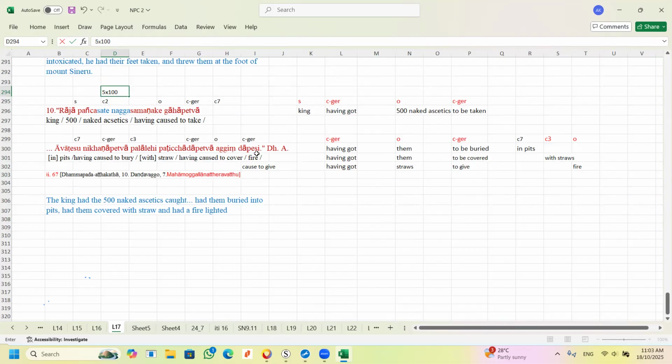Okay, then it's almost the same as that one. Can you see? This is also a causative gerund. Having got... in this case, because just now the straw is here, I borrow the straw and put it here. This one: having got the straw to give fire. This is past tense, so I put to give instead of to be given fire. So this is how I translate. So we can justify that.